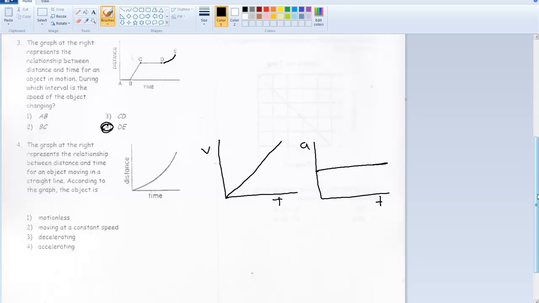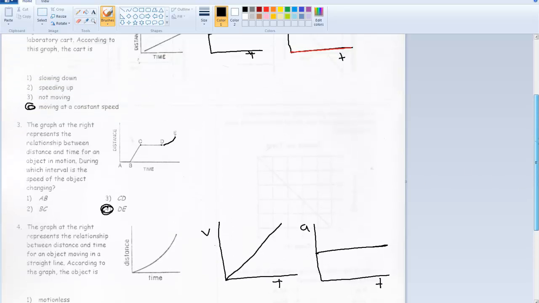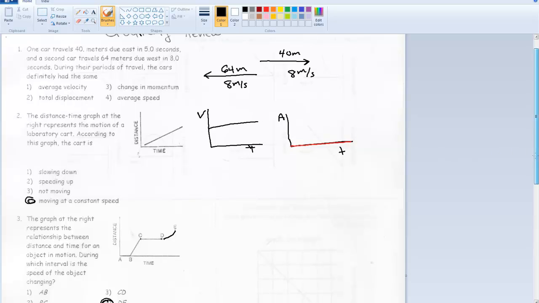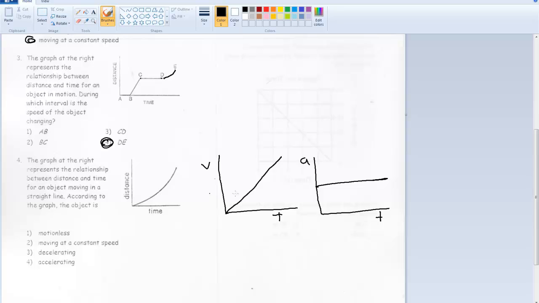So two types of graphs you need to memorize. You need to memorize this set right here, constant speed, right? This is called like a car in cruise control, constant speed. And then there's this set, which is something that it's accelerating. So like someone who's sprinting, right? The acceleration is constant, the velocity is increasing, and the distance is increasing exponentially.